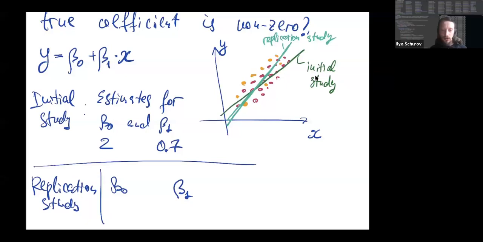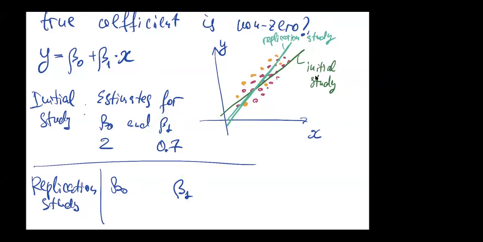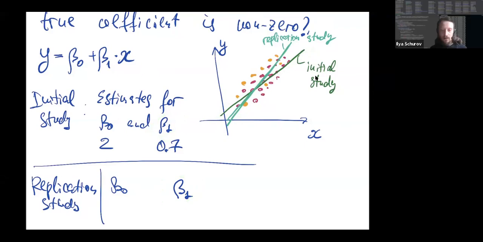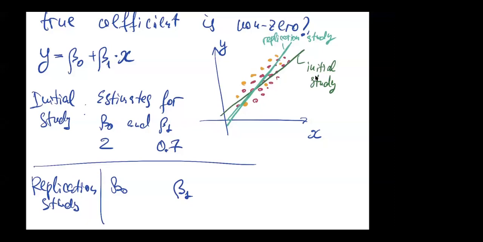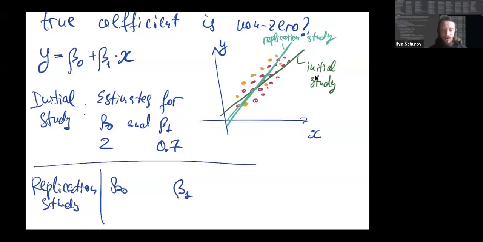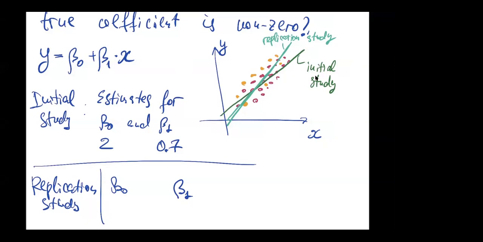So if we think that initial study corresponds to this line and replication study corresponds to this line, what can you say about, for example, beta 1? Where will it be larger, here or here? In the replication study, it will be larger. Much larger or a little bit larger? Not so much larger. Yeah. How do you see it from the picture?